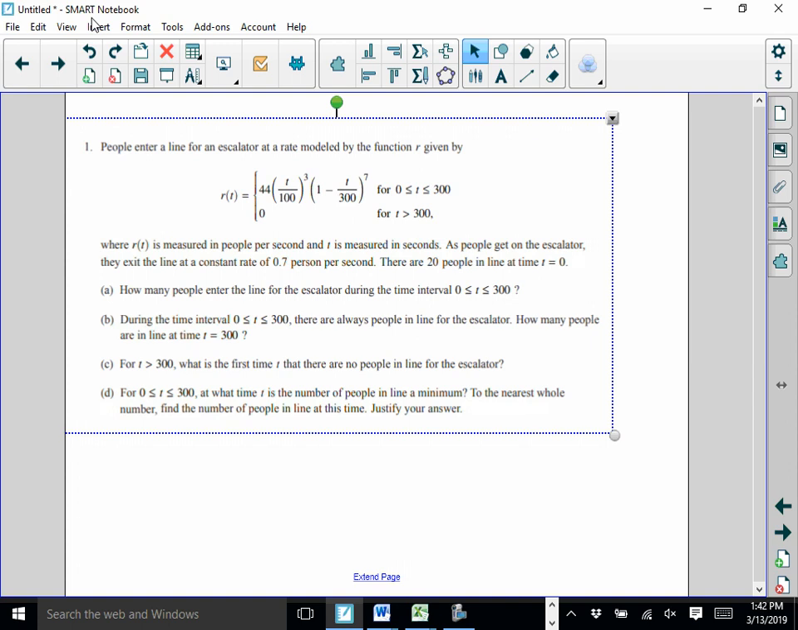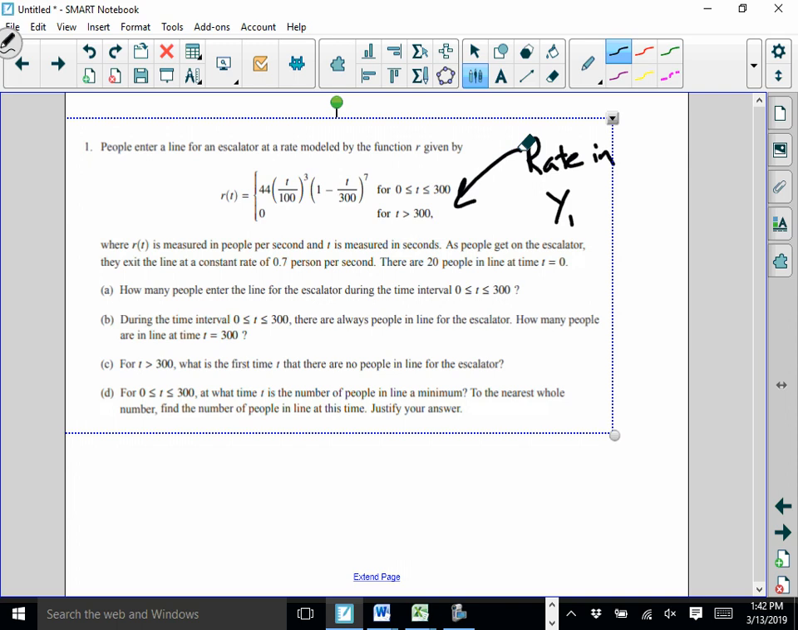So here's what we have. This r of t function is our rate in. It's the rate that people enter the line. So we're going to call that our rate in. I'm going to put that in my calculator as y1. I don't need to enter the second part of this piecewise function because the function is just 0.